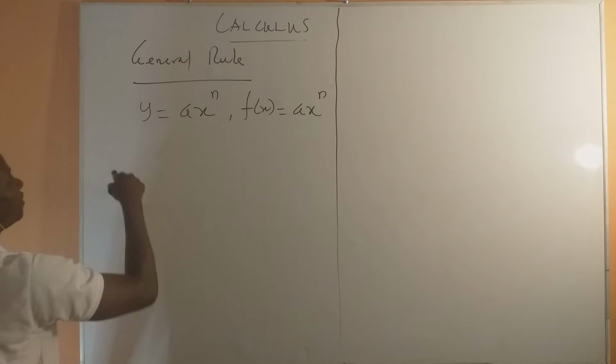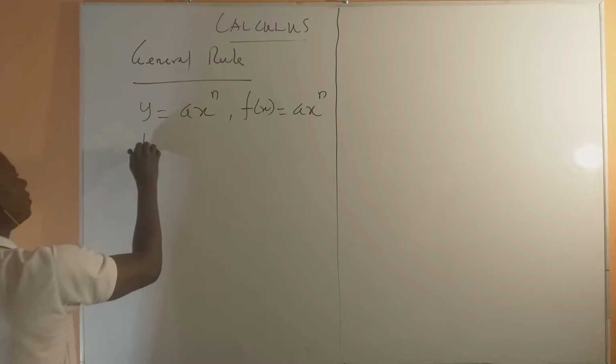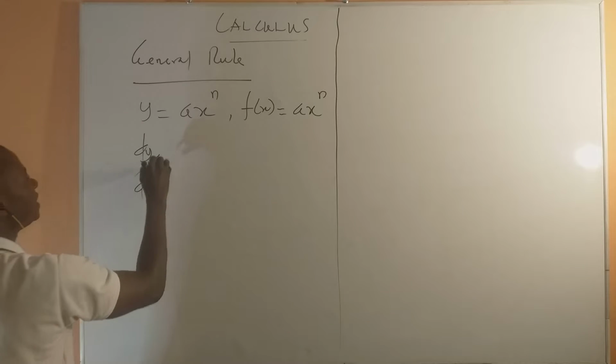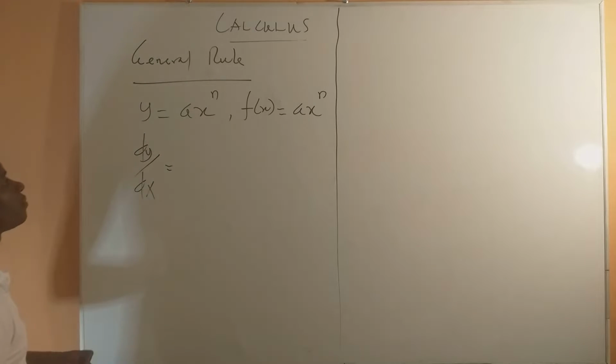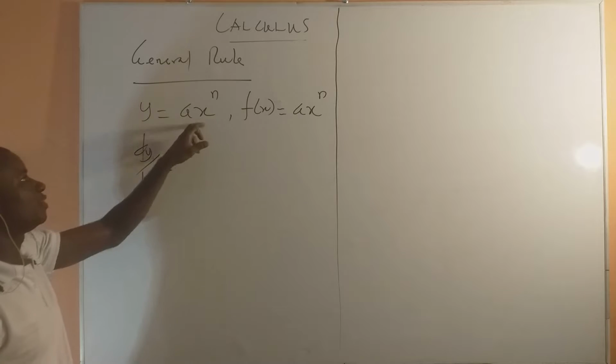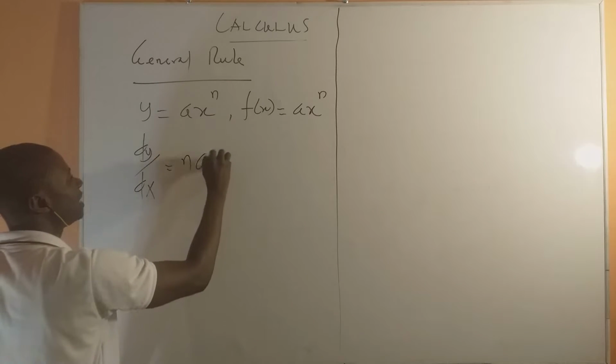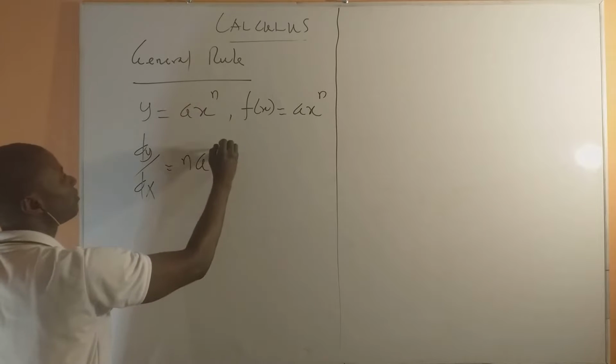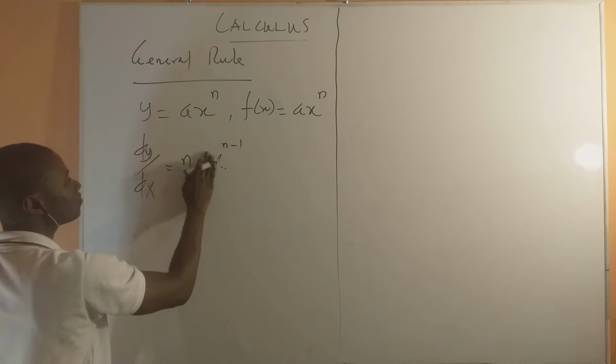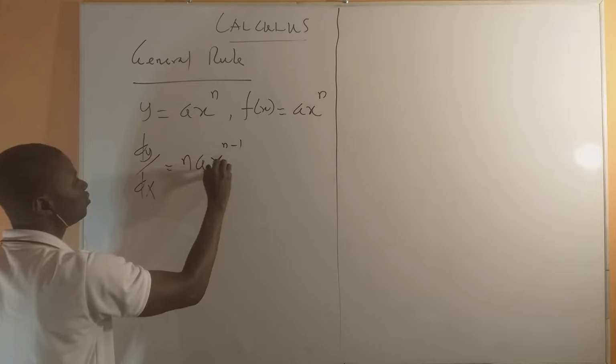And so when you are differentiating, you say dy dx, this will be equal to, you multiply the exponent by the coefficient of the variable. So n times a will give us na, then you write the variable, then you subtract 1 from the exponent, that is n minus 1. So that is the general rule for differentiation.